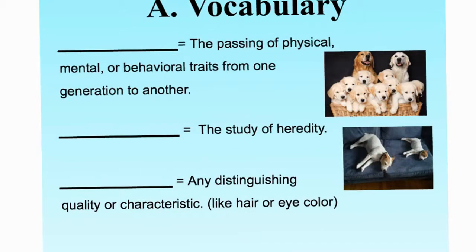Now, like always, the vocabulary of any unit is extremely important because until you understand what these words mean, it's hard to do any of the other problems that we're going to be doing later on. So step 1, let's learn the vocabulary. The first term is something called heredity.